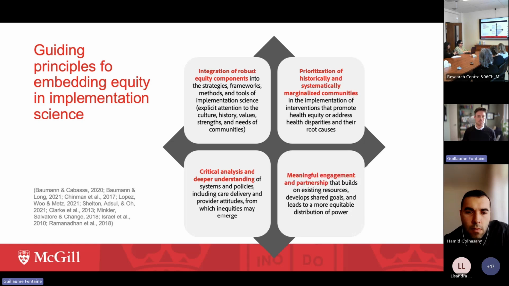And the last guiding principle is, of course, around engagement and partnerships with different communities, making sure that we're working towards shared goals, and we have an equitable distribution of power in the research project.